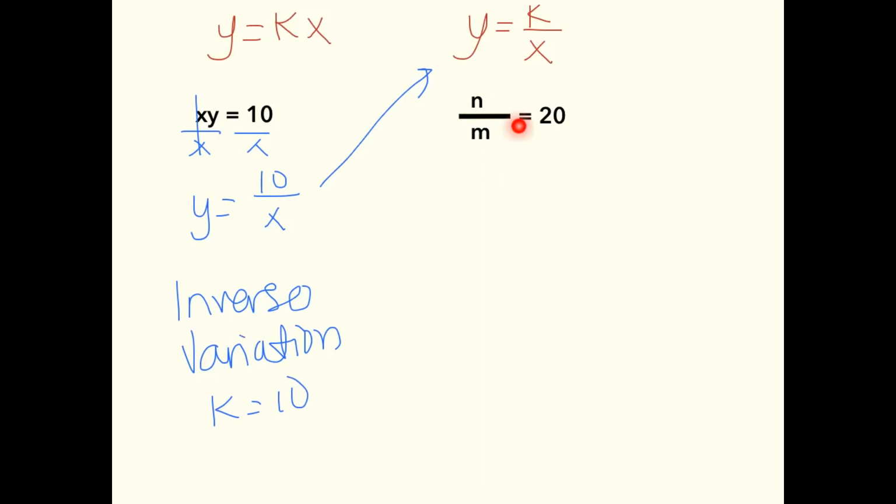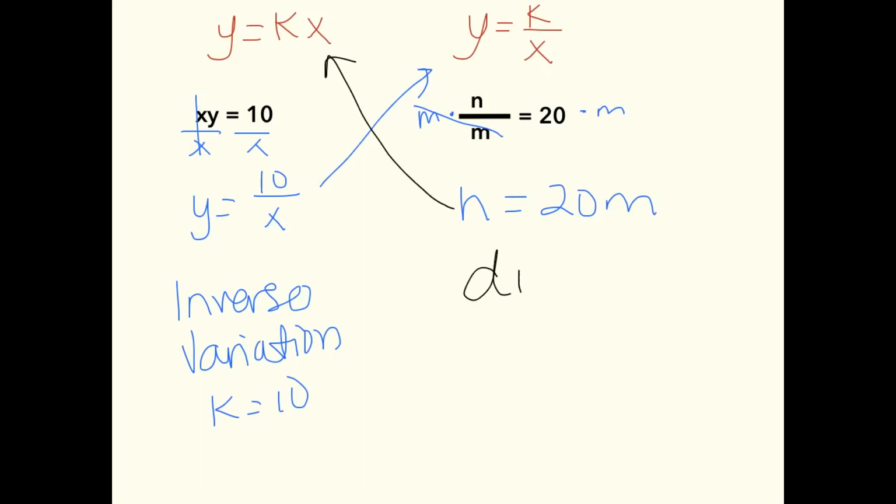Same thing over here. Because it has this fraction, you might think it's inverse. But the constant is in a different place. If you were to multiply both sides by m, these cancel, and n equals 20m. Well, it actually looks like a direct variation, where your constant is 20.